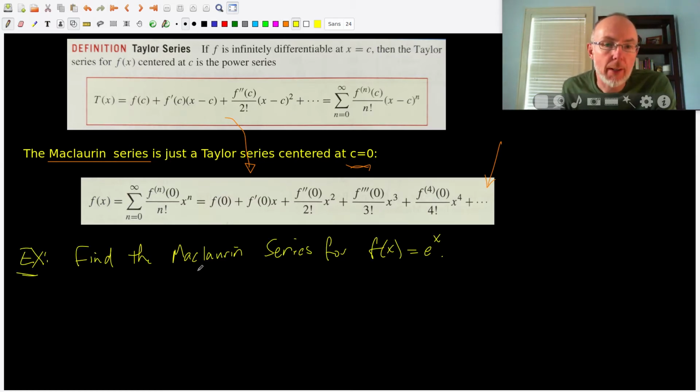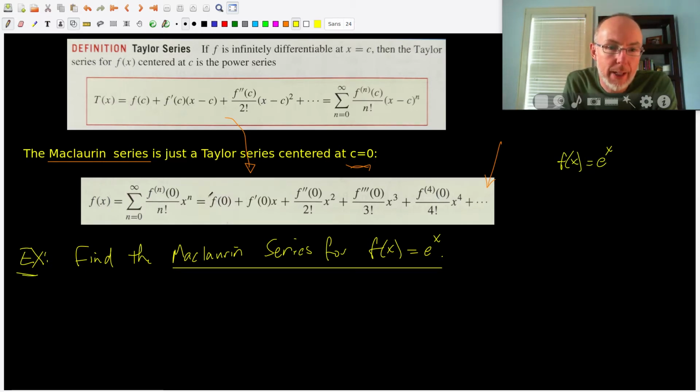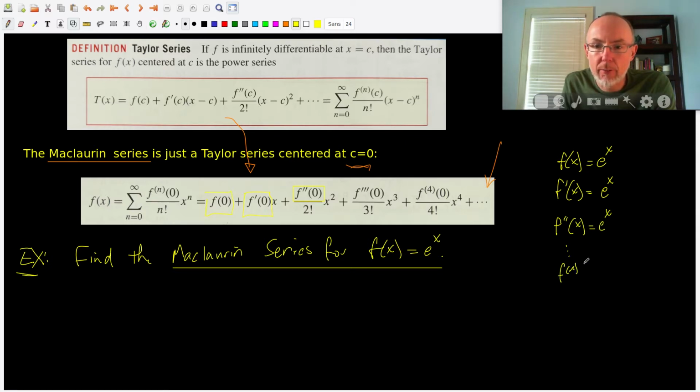So let's start by finding the Maclaurin series for just the exponential function. And exponentials are maybe our easiest example because, well, we know the derivatives. If f of x is e to the x, what I need to know here is f of 0, and f prime of 0, and f double prime of 0. So f prime of x, the first derivative, well, that's e to the x. And f double prime is just e to the x, all the way down. The nth derivative of e to the x is still e to the x.